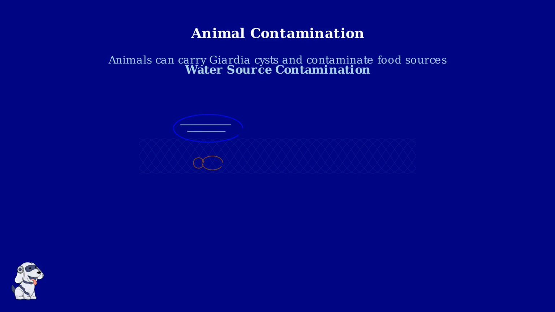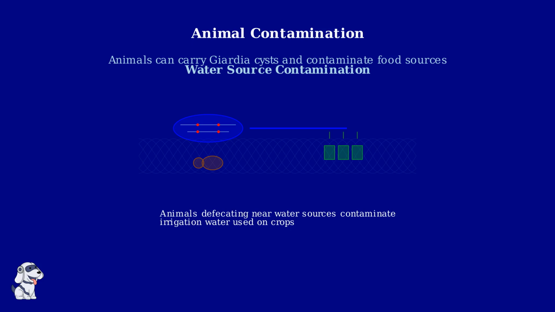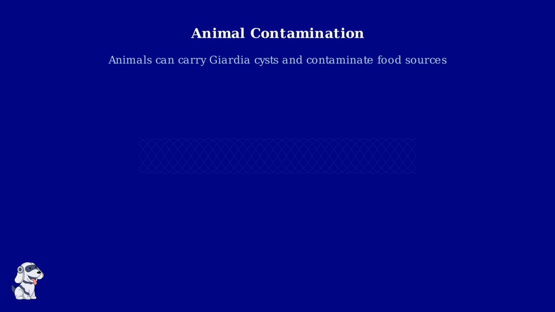When animals defecate near water sources like streams, ponds, or wells, they contaminate the water with Giardia cysts. This contaminated water is then used to irrigate crops, spreading the contamination to produce. Certain types of foods are at particularly high risk for animal contamination.